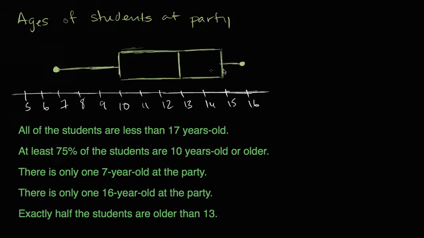So I have a box and whiskers plot showing us the ages of students at a party. And what I'm hoping to do in this video is get a little bit of practice interpreting this. And what I have here are 5 different statements. And I want you to look at these statements.